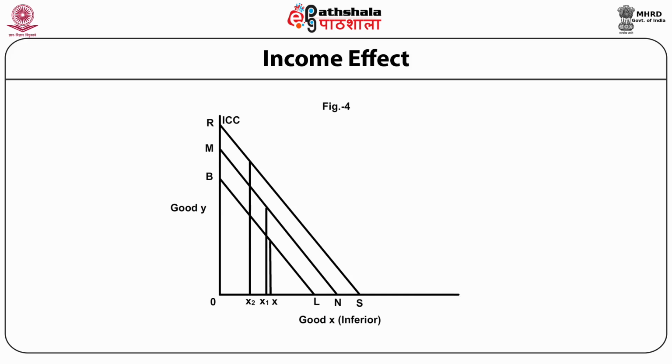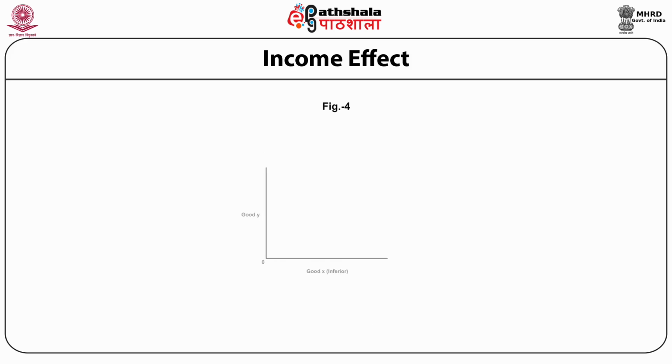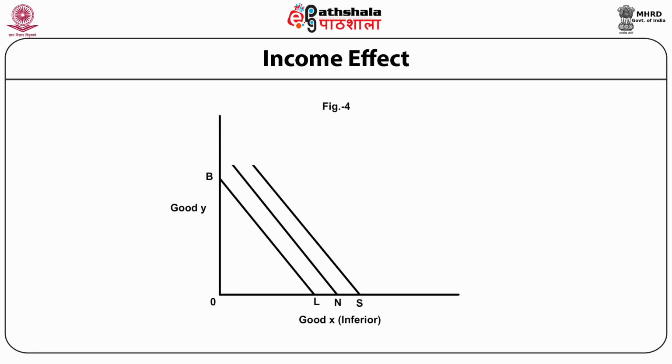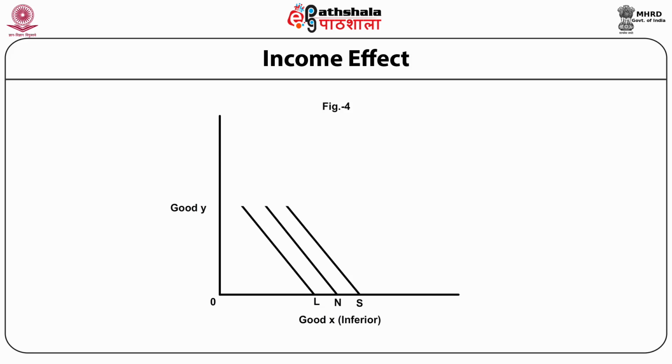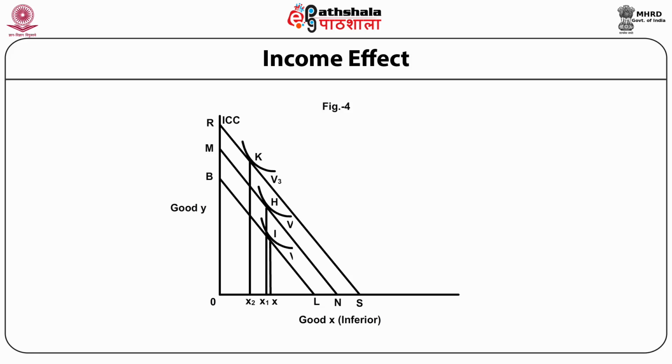Now, when the income of the consumer increases, his budget line shifts to MN and the new indifference curve is U2, and new consumer equilibrium occurs at point H. Here the consumption of X becomes OX1. Similarly, when income increases further, new equilibrium is attained at point K with budget line RS and indifference curve U3. Here, the consumption of X is OX2.